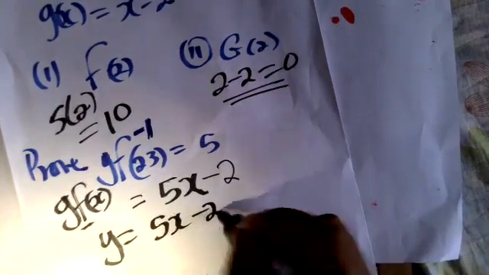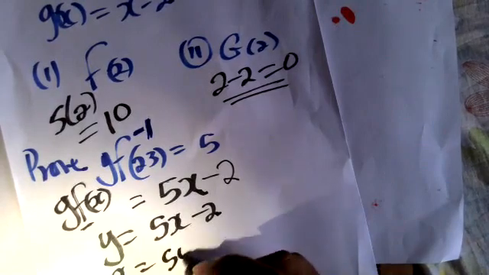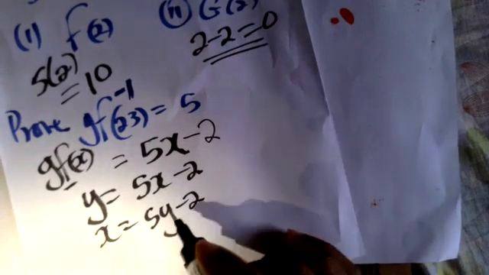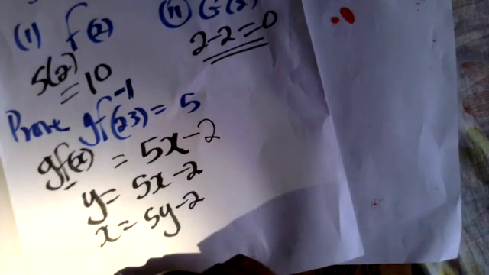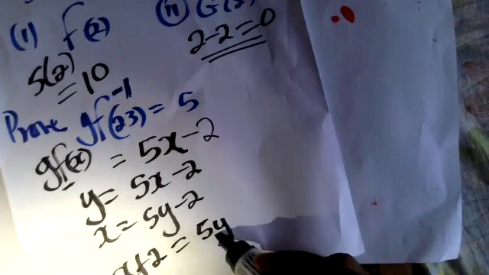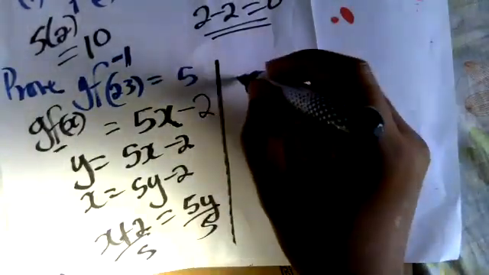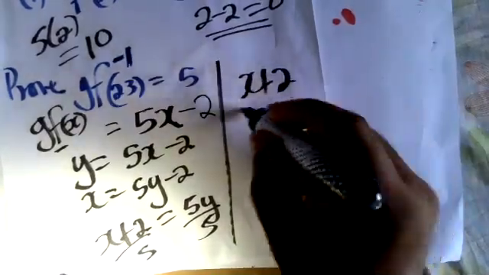We simply change it to y, so y is equal to 5x minus 2. Then we interchange x and y, so x equals 5y minus 2. We solve for y, making y the subject of the formula. We get rid of the minus 2, so this becomes x plus 2. Now this is multiplied by 5, and the opposite of multiply is divide, so we divide by 5. This is the g of f inverse, which is x plus 2 over 5.